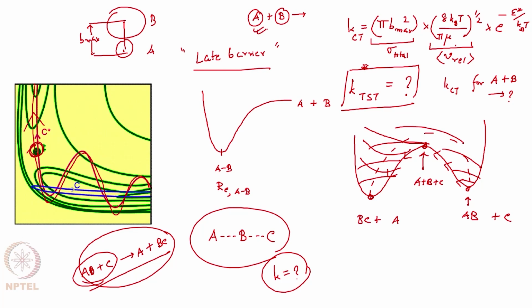So we'll try to solve it once we know the expression for the K transition state theory, and use this expression to calculate a bimolecular reaction rate constant.